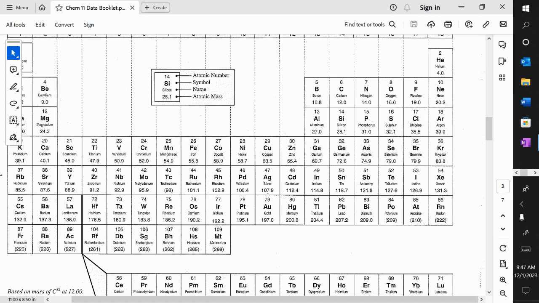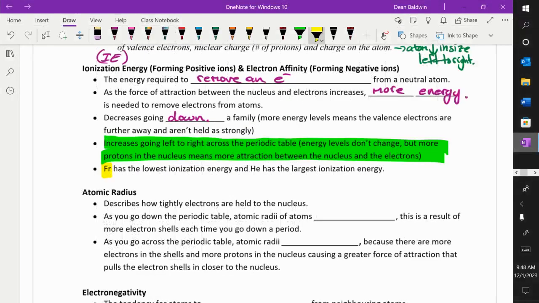So the lower ionization energies are going to be over here, and ionization energy decreases going down. So francium is lowest. Where's the highest? Helium. Well, helium's a noble gas. It's fluorine. It does not want to lose its electron. So francium has the lowest ionization energy. And we'll say F.